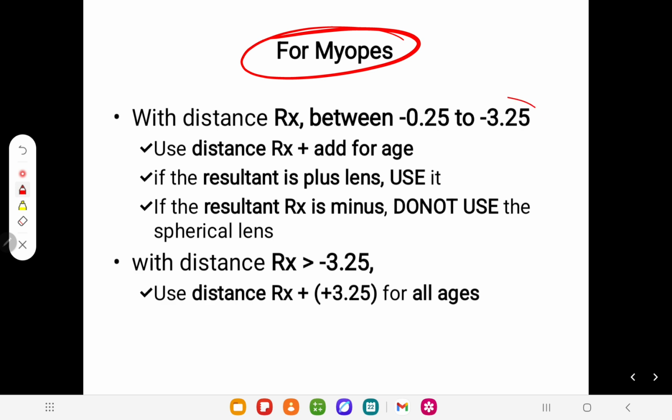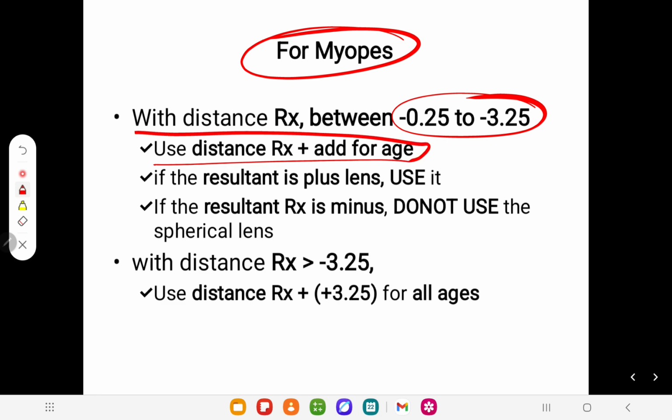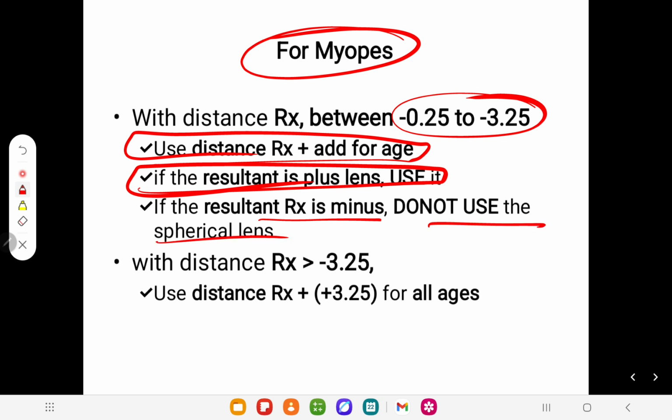With the distance Rx between this and this, use the distance Rx plus the add for the patient's age, because you have to know the distance Rx and then add to it. If the resultant is a plus lens, use it. Basically if he's myopic and you have to add for his age, then do the overall calculation. If the resultant Rx is minus, do not use it, because a minus can focus at 30 centimeters. If myopia is more than this, then we have to think about the distance Rx, okay?